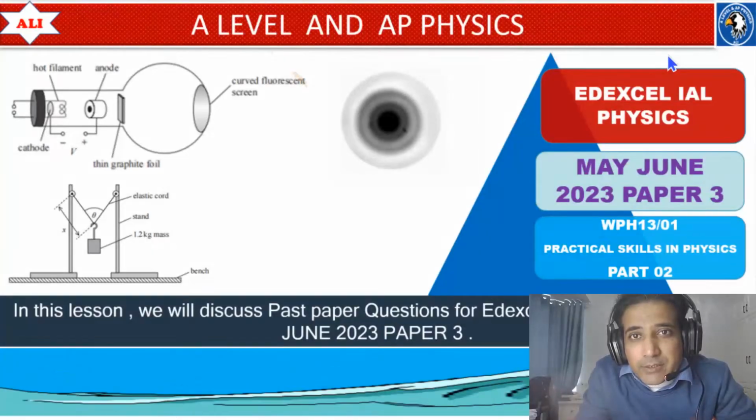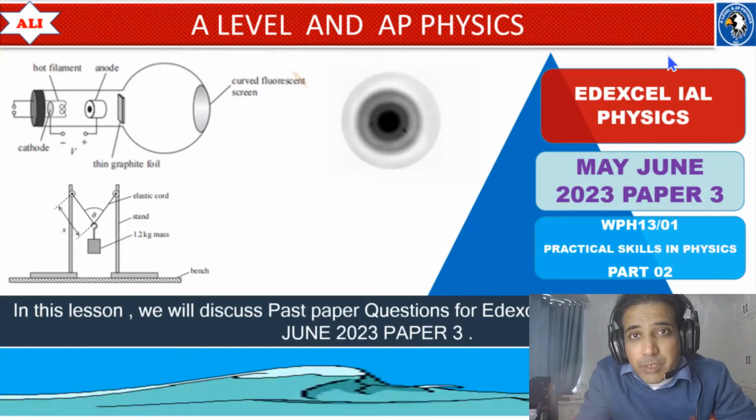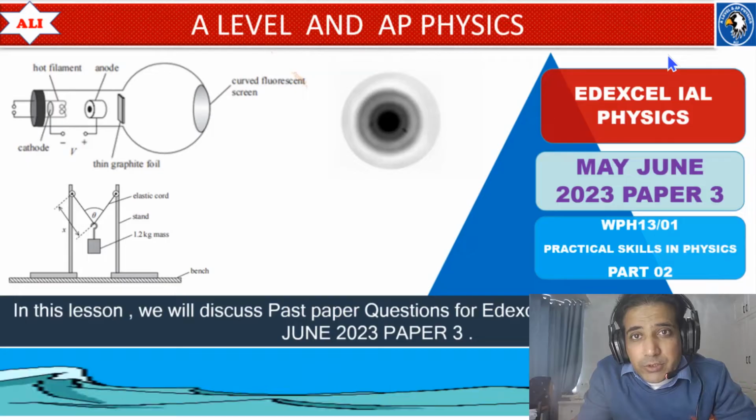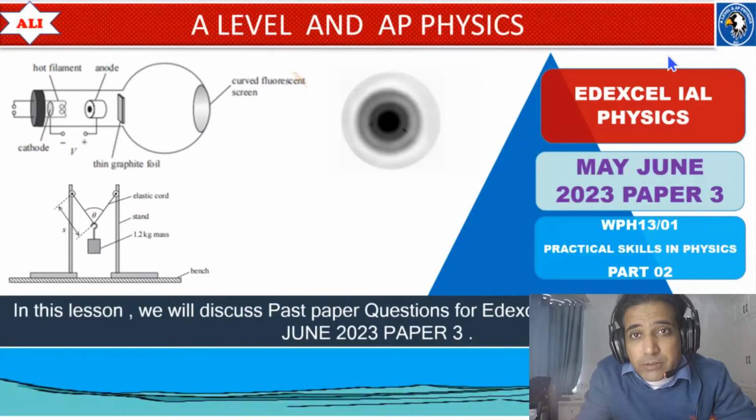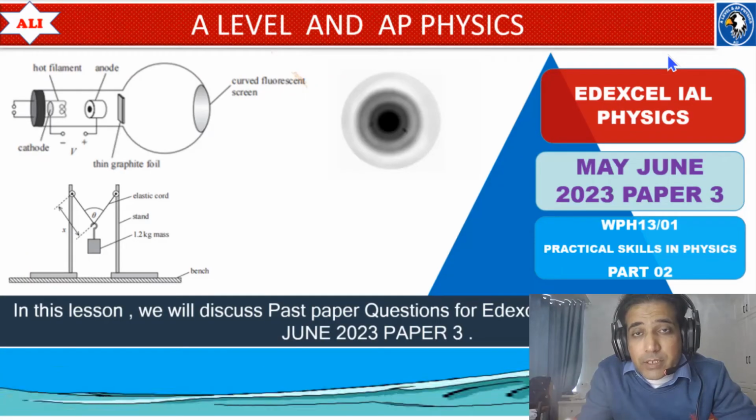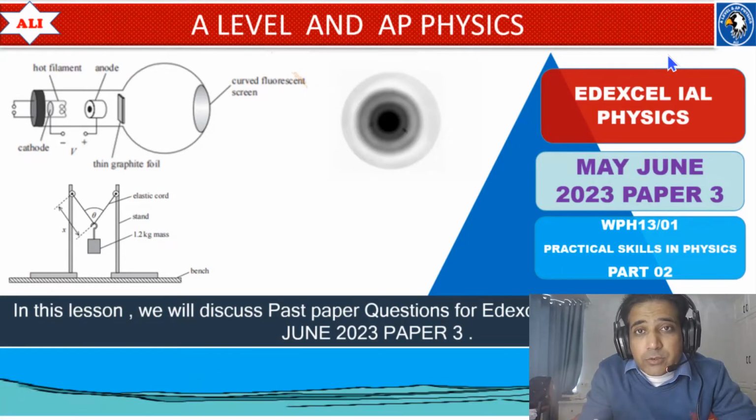Welcome to A-Level and EP Physics. In today's lesson, we will discuss past paper questions from June 2020 theory. In the last video, we have already discussed question 1 and question 2, and today's lesson we will start from third question. Today we will talk about question 3 and question 4.